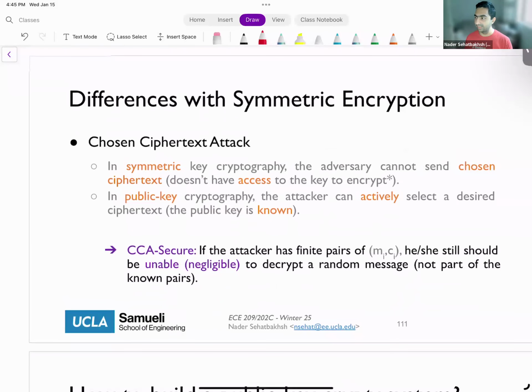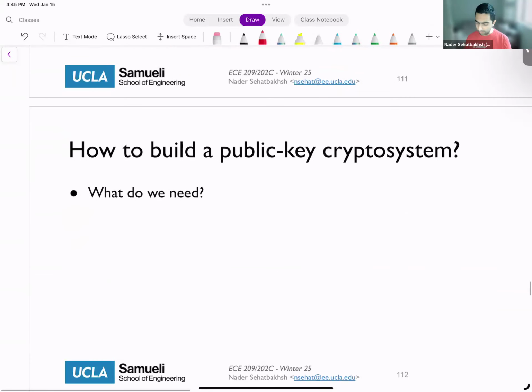All right, so what exactly is CCA secure then? This is chosen ciphertext secure. So essentially the idea of chosen ciphertext is that if the attacker has a finite set of pairs of M and C, it should still be unable to decrypt a random message. So essentially the same thing that we said about AES. The only difference is now the attacker sees arbitrary pairs of M and C and still cannot decrypt the message. Okay. So how do we build a public key crypto system?